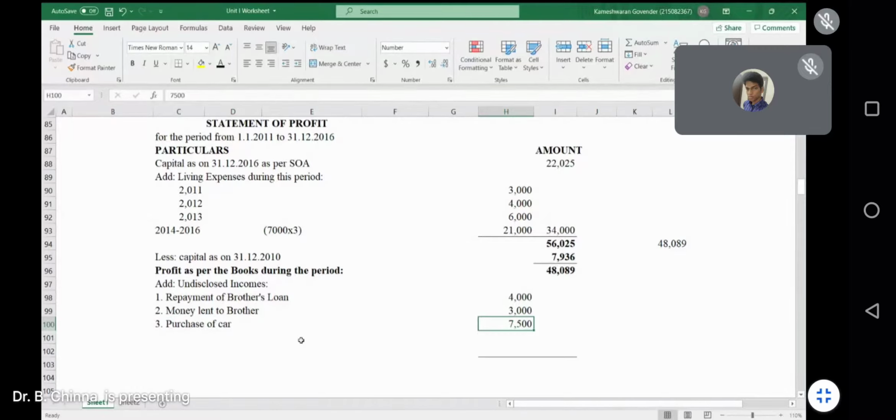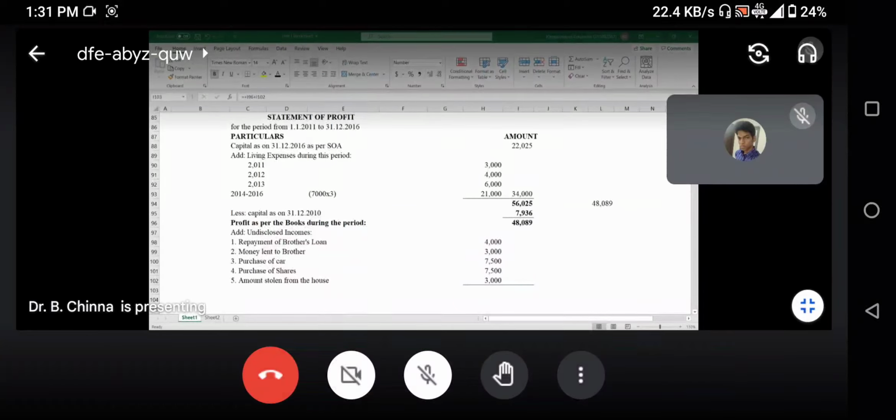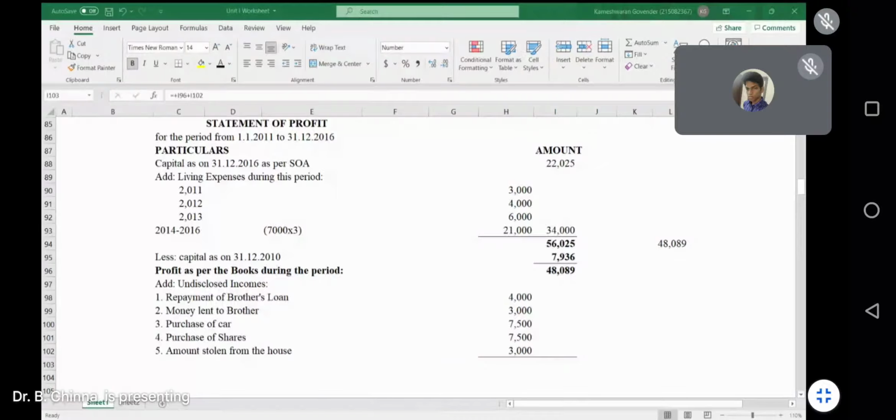Purchase of car. Am I teaching only Daniel? What about others? What is the fourth adjustment? Purchase of shares. How much? 7,500. Then the final amount stolen from the house amounts to 3,000. Students, this is considered undisclosed income because it is in no way accounted anywhere in the business, as well as with the income tax. Clear now? Yes? Sir, purchase of house.